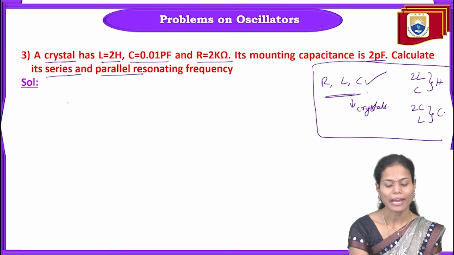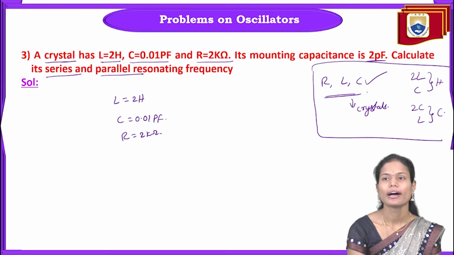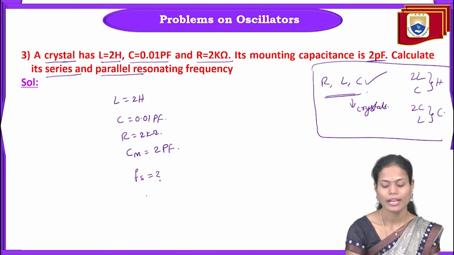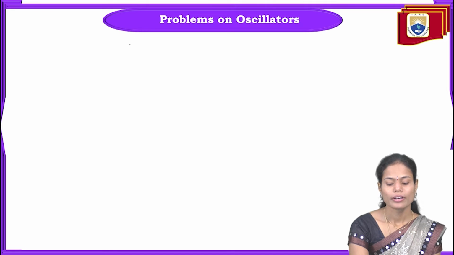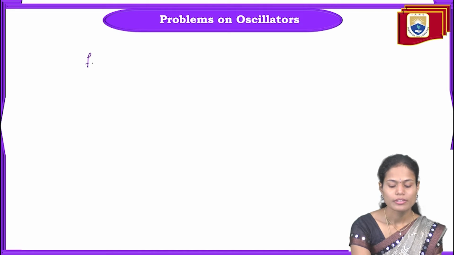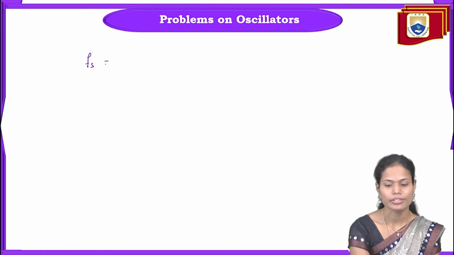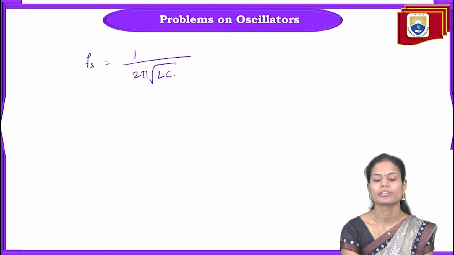Okay, so here the given parameters: inductance value is 2 henries, the capacitance value is 0.01 picofarads, the resistance value is 2 kilo ohms, and the mounting capacitance Cm is 2 picofarads. From this we need to calculate the series resonant frequency as well as the parallel resonant frequency. So first I am going to calculate the series resonant frequency, Fs equal to 1 by 2 pi under root of LC.